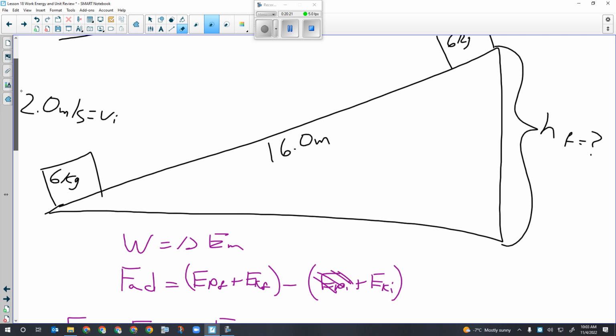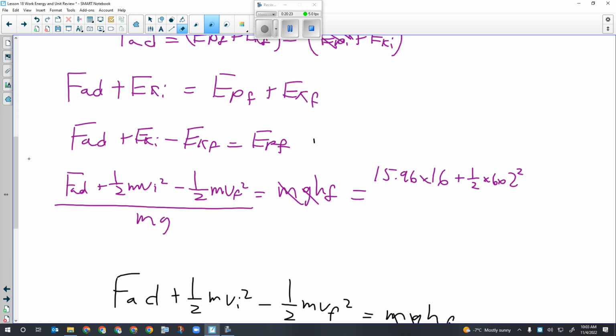Yeah, 2 meters per second, okay? And then I'm going to subtract the 1/2 times 6 times, whoops, I've got that backwards. No, I don't, okay. Times, what was the speed at the top? 5.5. Okay, and then I'm going to divide that by 6 times 9.81.